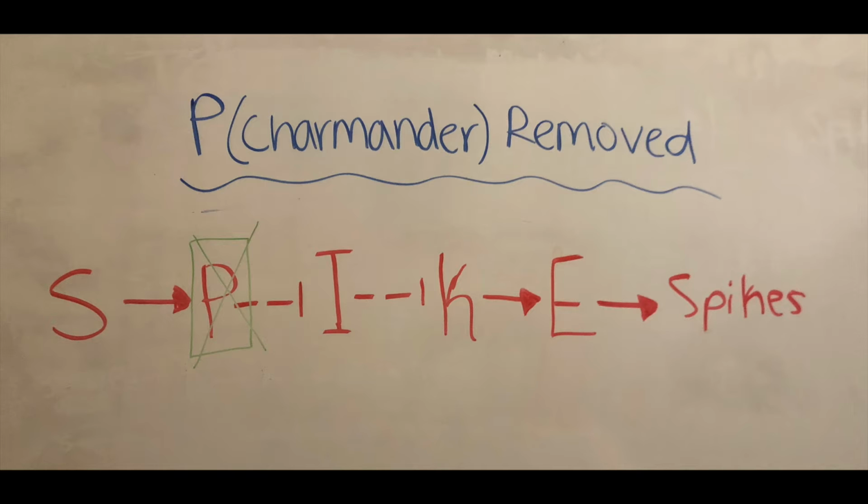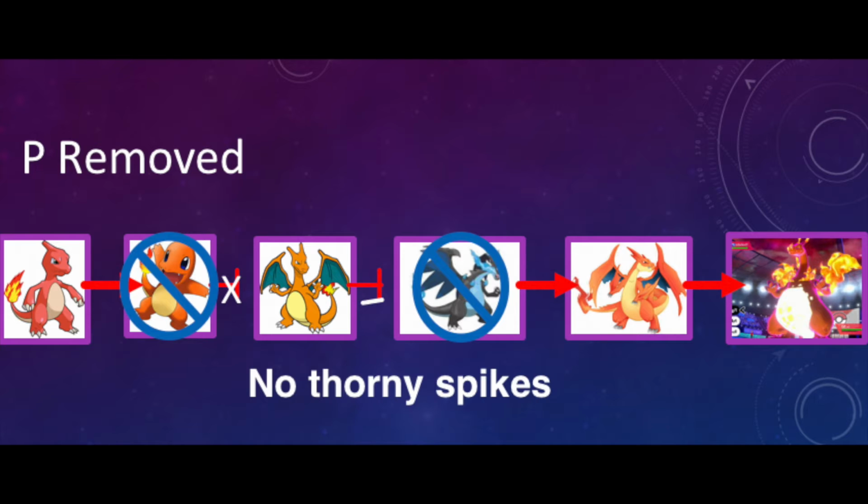If there is a single mutation and Charmander is eliminated from the evolutionary process, then he is unable to suppress Charizard, causing Charizard to be able to suppress turning into Mega Charizard X. If Mega Charizard X is suppressed, he is unable to promote transforming into Mega Charizard Y and Gigantamax Charizard, which means he will not have any thorny spikes.